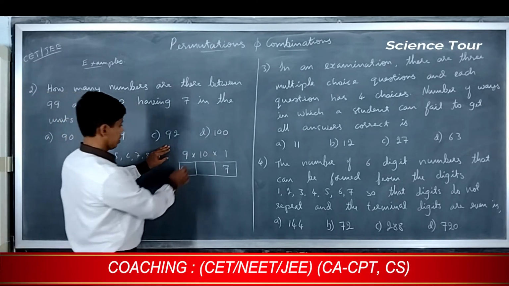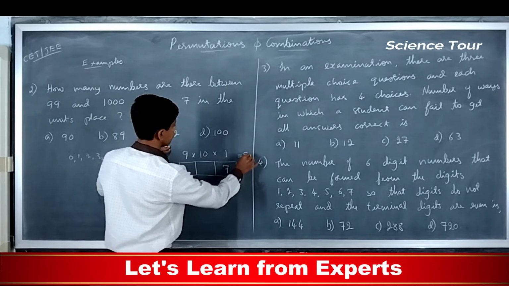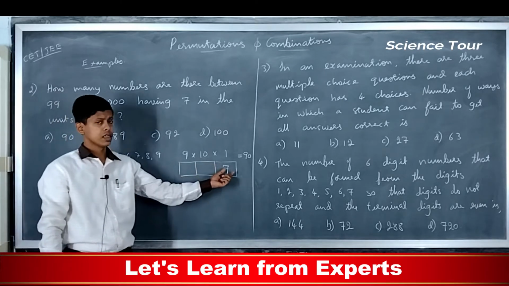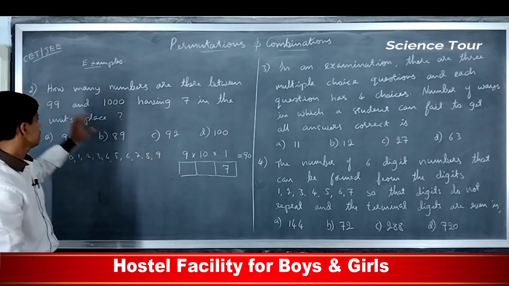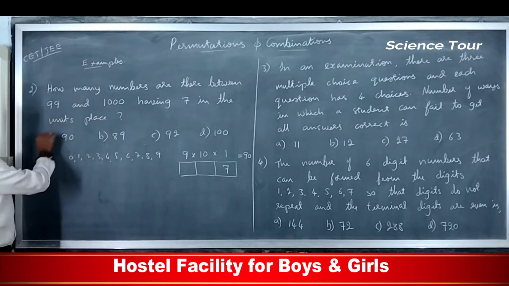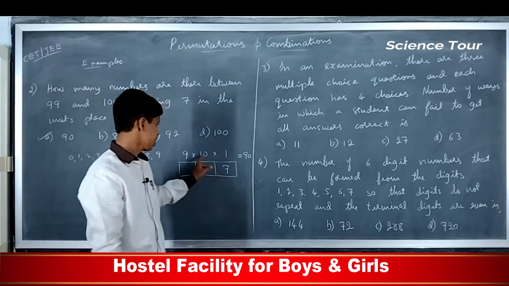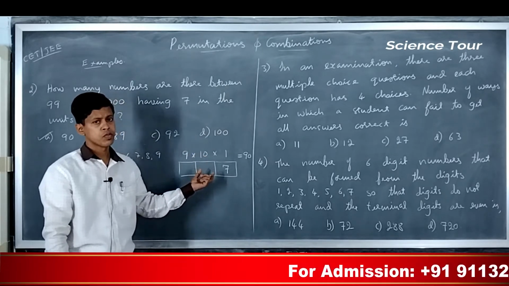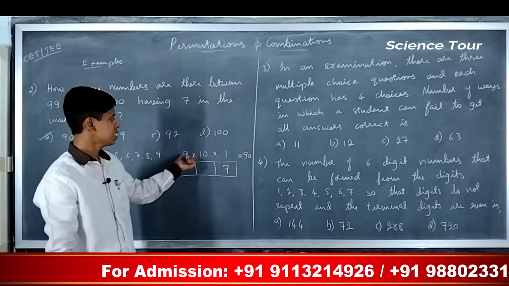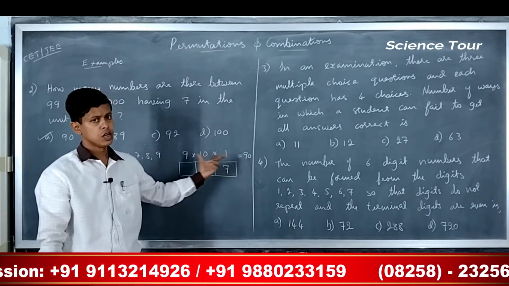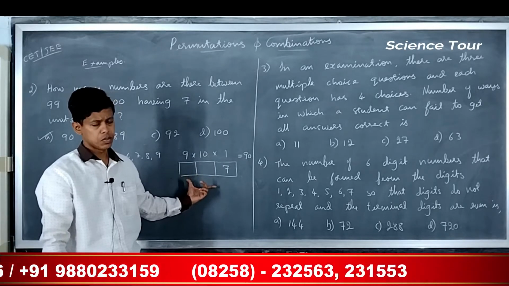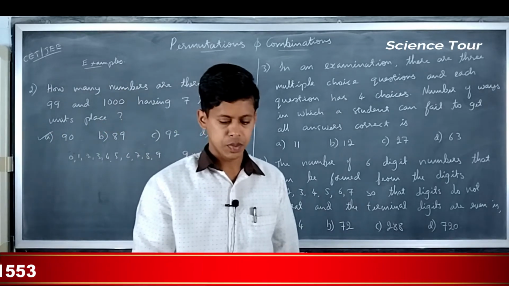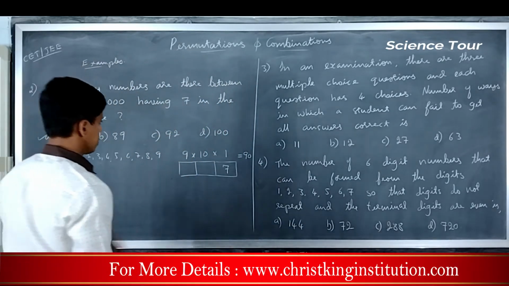So totally, how many numbers will you get? 90 different numbers ending with 7 between 99 and 1000. So 90 is the right answer. This is just multiplication. You have 9 options in the first place, 10 options in the second place, and 1 option for the units place of a single 3-digit number. So you have to multiply them. This is only to understand the principle of multiplication. Well, let us move on with the third question.